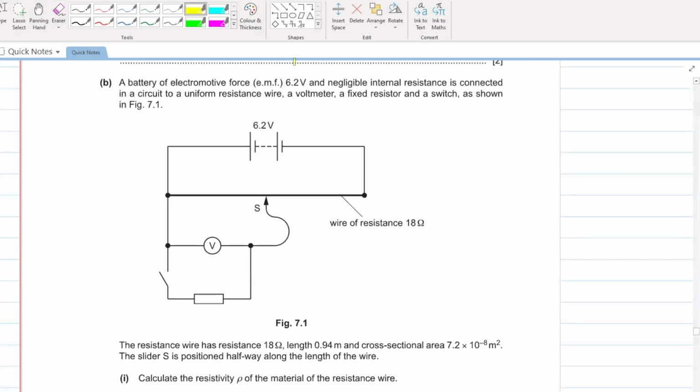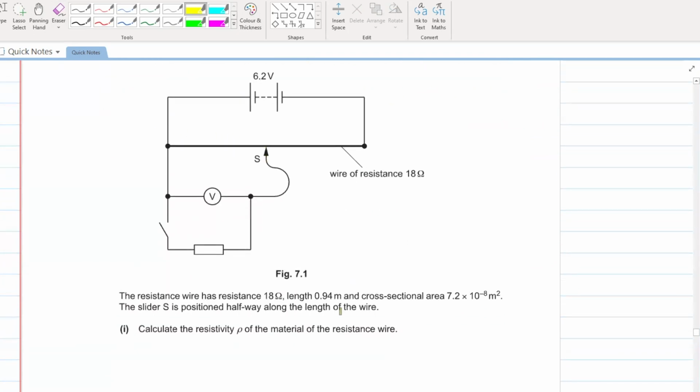A battery of electromotive force 6.2 volts and negligible internal resistance is connected to a circuit of uniform resistance via a voltmeter, a fixed resistor and a switch as shown in figure 7.1. The resistance wire has a resistance of 18 ohms. इस resistance wire की resistance क्या है बेटा? 18 ohms. Length is 0.94. Cross sectional area is 7.2 into 10 raised to the power of negative 8. The slider is positioned halfway along the length of the wire.